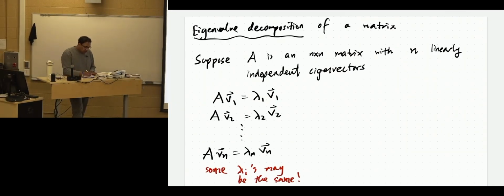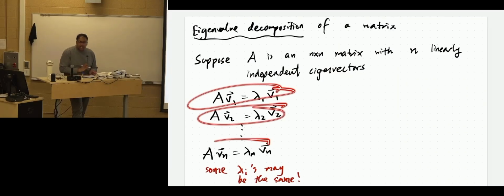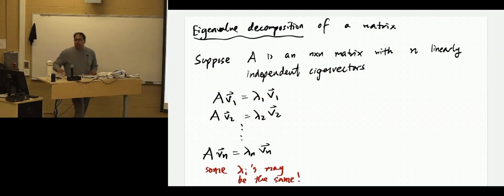Check it out. First, do we agree with these n equations over here on the left? A v1 equals lambda 1 v1. A v2 equals lambda 2 v2. This is what it means for v1 through vn to be eigenvectors of A. All right?